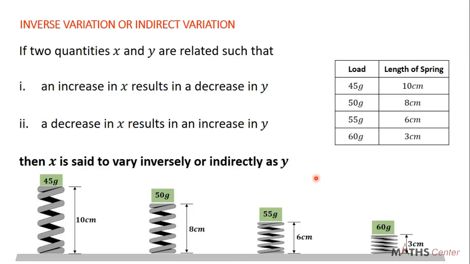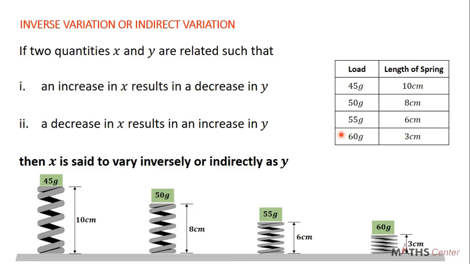If we look at it in the opposite direction, we can also see that as the load decreases, that is, as the load decreases from 60 grams to 55 grams, the length of the spring increases from 3 centimeters to 6 centimeters. So you can see clearly from this table and this illustration that as the load on the spring increases, the length of the spring decreases. Or as the load on the spring decreases, the length of the spring increases.